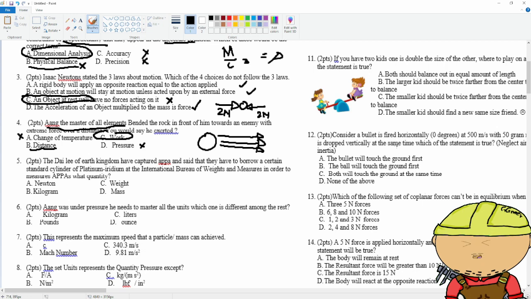Right. The Daily of Earth Kingdom have captured Appa, oh no, and said that they have to borrow a certain standard cylinder platinum iridium at the International Bureau of Weights and Measures in order to measure Appa's weight quantity. Okay, Newton, kilogram, mass. So this is more of a concept. Before, I think it's 2019 or 2018, the standard unit for mass is the platinum iridium at the International Bureau of Weights and Measures.